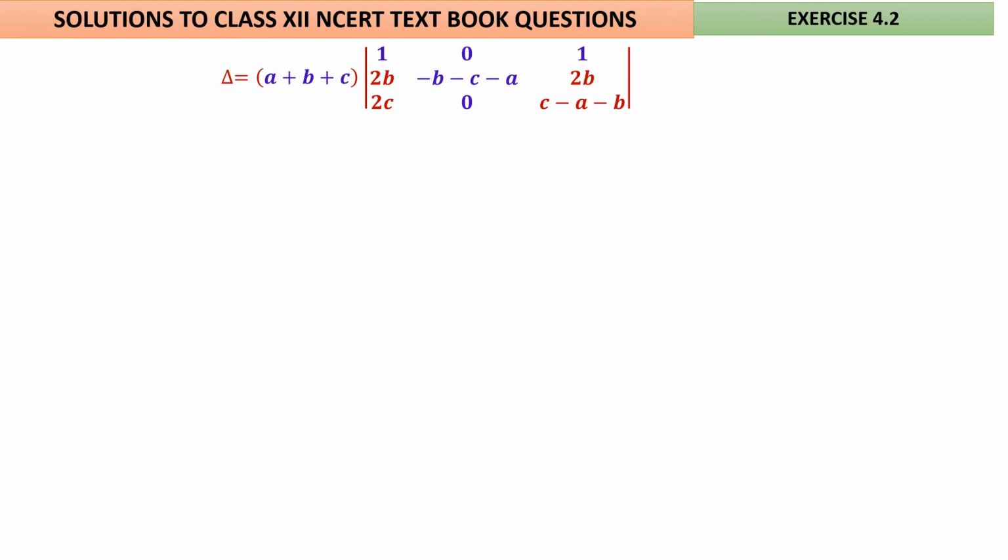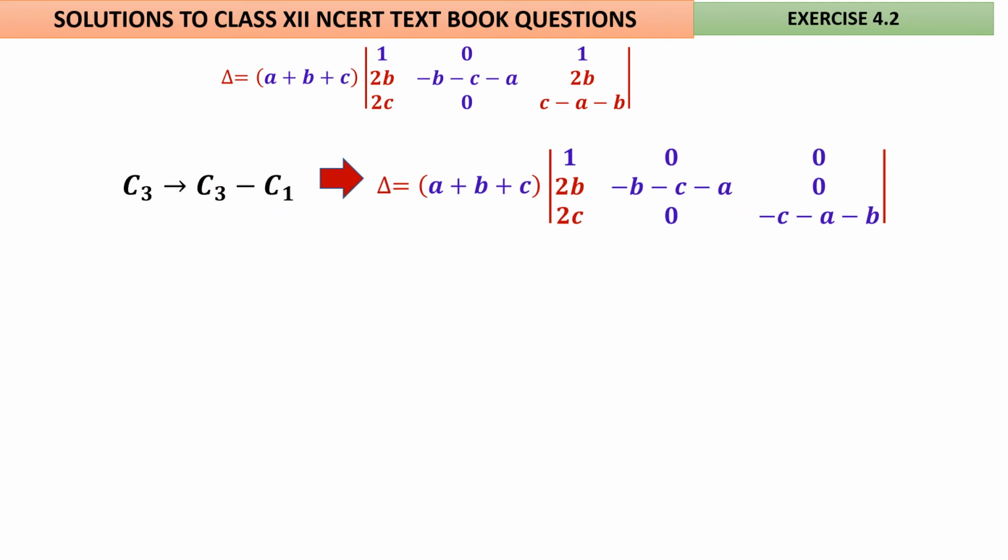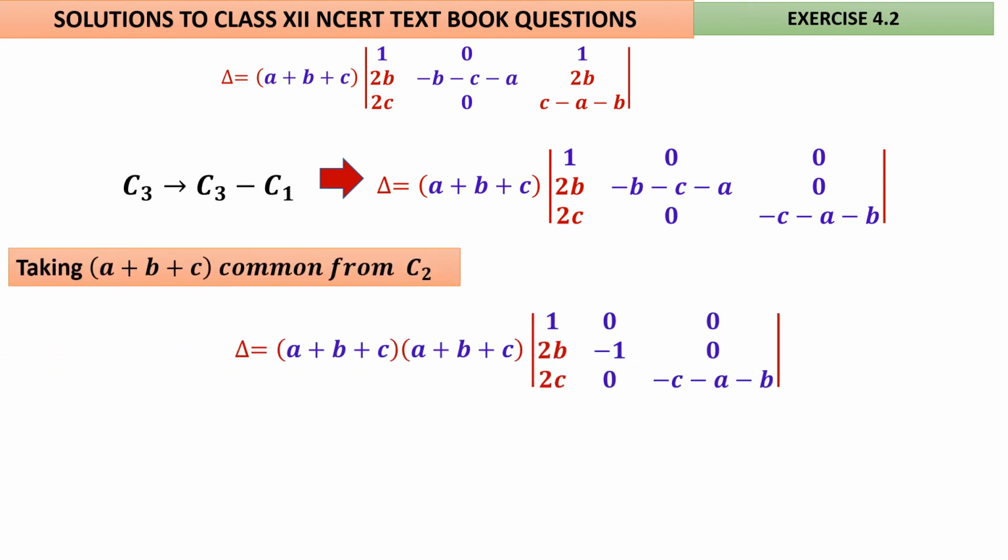We got from the previous one, that is a plus b plus c into this determinant. Once again, if you write C3 as C3 minus C1, then 1 minus 1, 2b minus 2b, then c minus a minus b minus 2c will give you the third column: 0, 0 and minus c minus a minus b. Now from the second column I can take a plus b plus c outside, taking the minus sign out, so it becomes 0, minus 1, 0 in the second column.